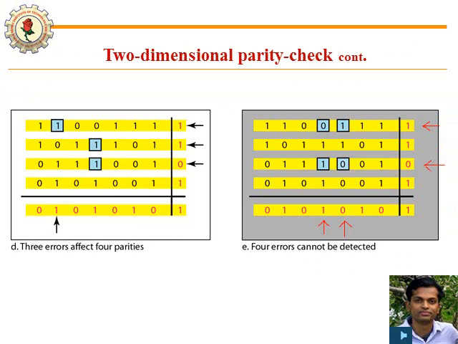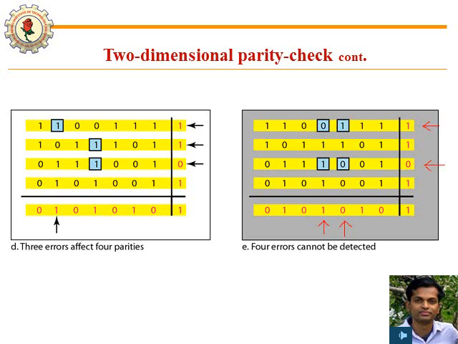Now here we can see 3 bits are changed. Of the 3 bits, 2 are in the same column, so that column parity is not changed, and only one column parity is changed, and the 3 row parities are changed. So 3 corrupted bits make a change in 3 row parities and 1 column parity.